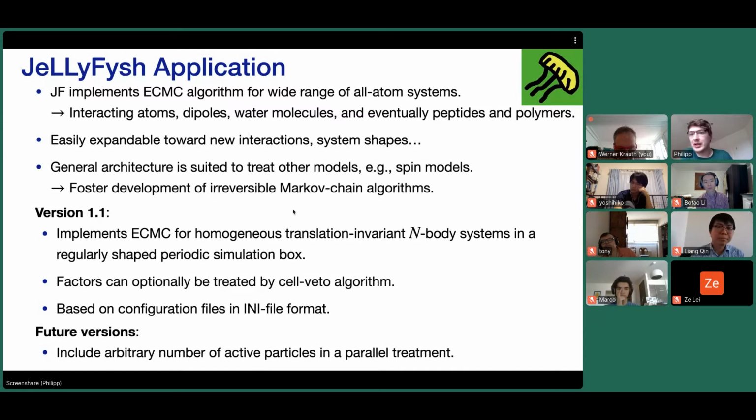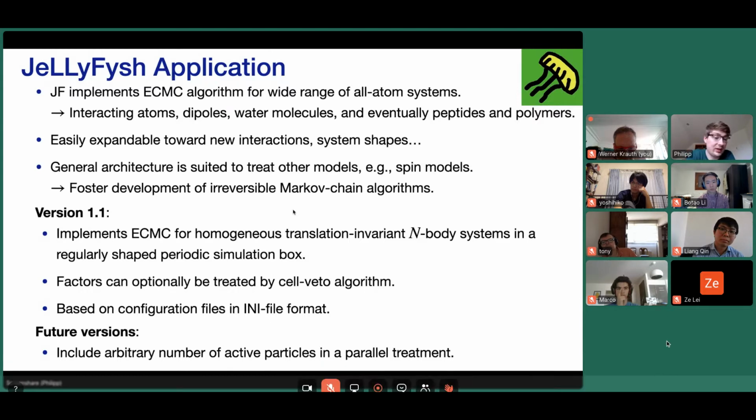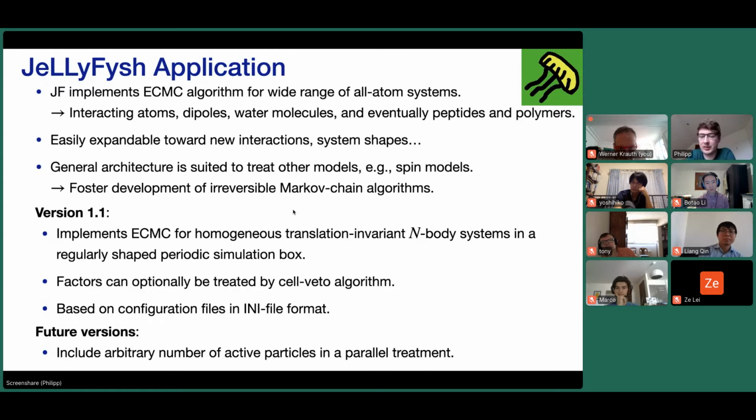However, the work is not done, and the biggest obstacle we still have to climb, so to say, in a future version is that at some point it would be nice to include an arbitrary number of active particles, starting on a single processor, but it would also, of course, be nice to have it in a parallel treatment. This was work which was started in the talk by Butao 2 weeks ago.